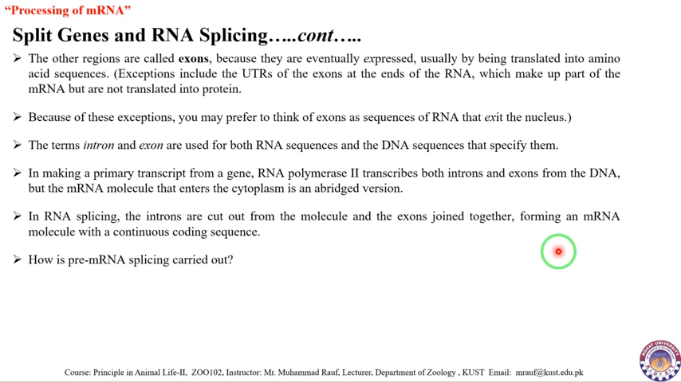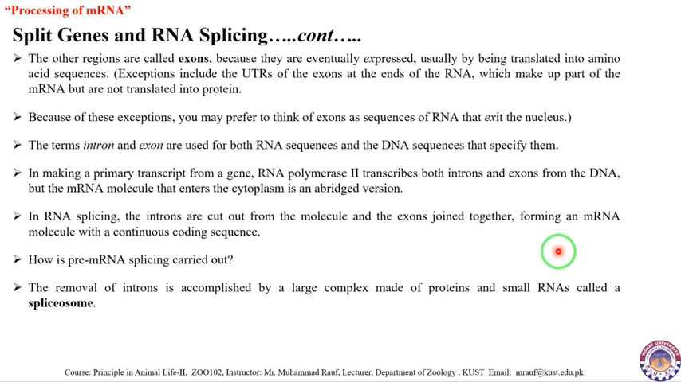Now we will confine our attention slightly to the splicing process, how the process of splicing takes place, how the enzymes responsible for this process carry out their function. So the removal of introns is accomplished by a large complex made of proteins and small RNAs called a spliceosome. Spliceosome is a large complex of several different types of proteins which carries out this function. These small proteins are also in association with snRNAs. So these are quite often abbreviated as snRNPs, small ribonucleoproteins.